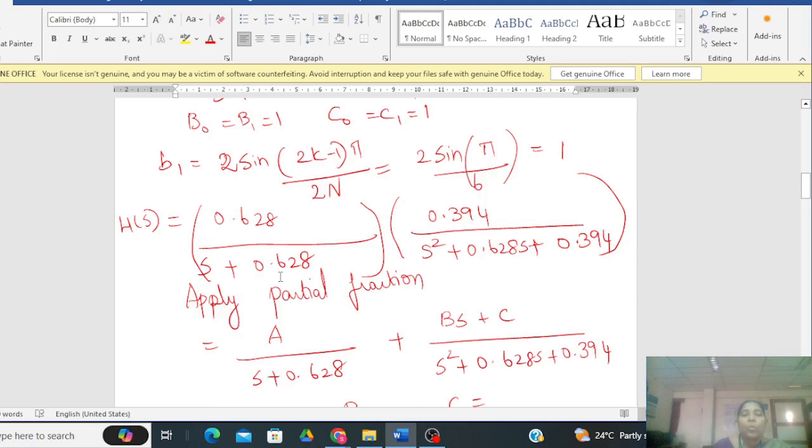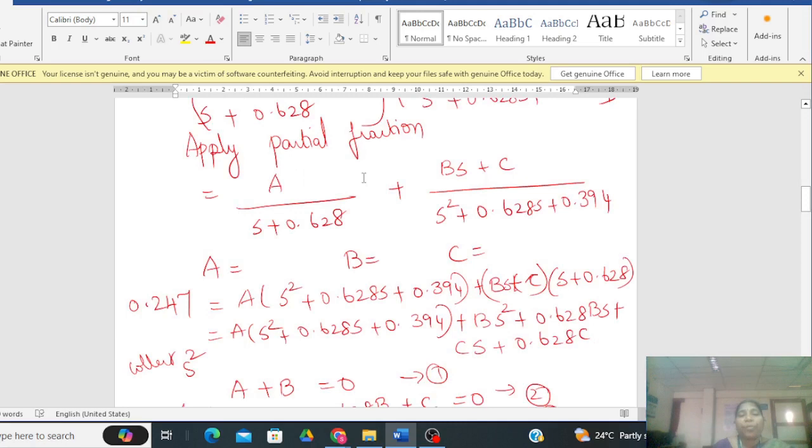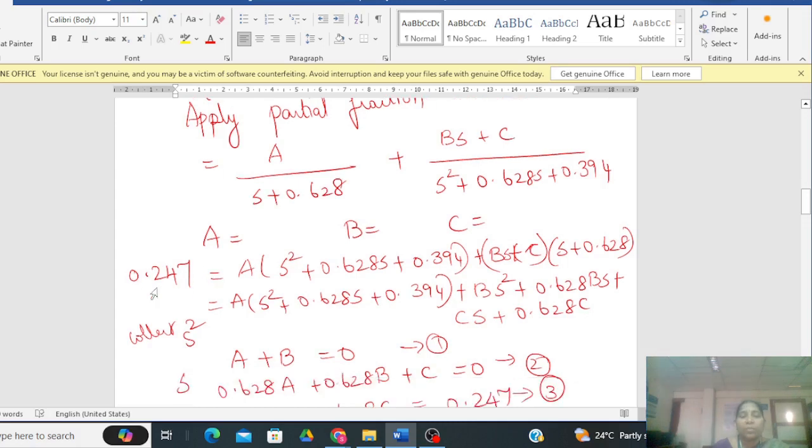So when you apply the partial fraction, it is A divided by s plus 0.628, plus Bs plus C divided by s square plus 0.628s plus 0.394. Next we have to find out the values of A, B and C. So if you solve these particular equations, first you have to collect the coefficient of s squared.